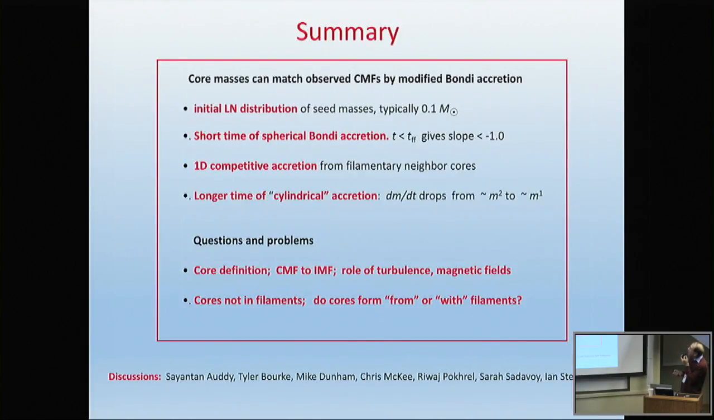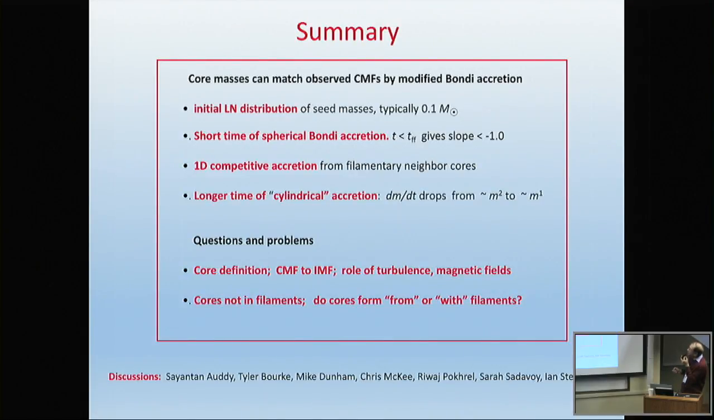Okay, so what can we say about this experiment? Core masses can match observed CMFs by this process of modified Bondi accretion. You start out with an initial log normal distribution. You then have a short period of spherical Bondi accretion. Then competitive accretion from filamentary neighbors becomes important. And the character of the accretion changes from m dot going like m squared to m dot going like m to the 1. And this cylindrical accretion then gives you a slower accretion rate, which allows you to match better to the observed core mass function.